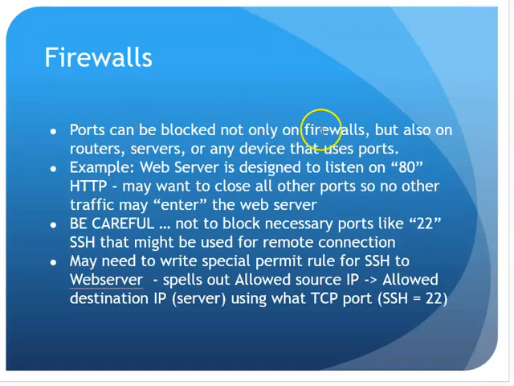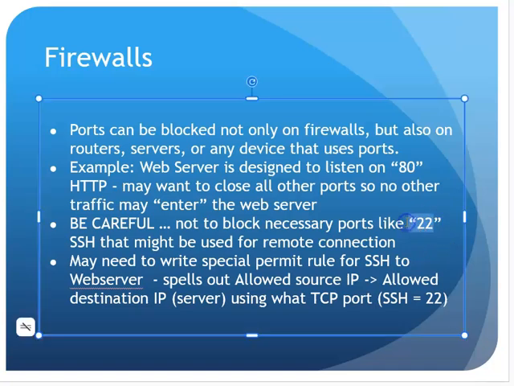Ports can be blocked not only in firewalls, but also on the routers, as we mentioned before, servers, etc. So web servers are designed to listen to port 80. We might block everything else. But we might allow a certain port like 22 SSH into a certain device, into a certain IP or a certain device. And here, we might need to write a special permit rule for SSH to the web server. You might need to spell out that 22 is permitted only to a certain IP or open to a certain subnet.